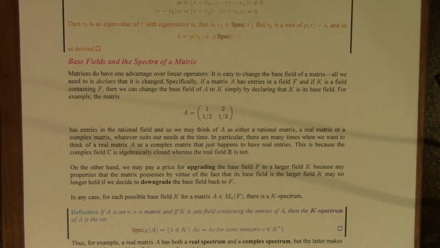It's easy to change the base field of a matrix. All we do is declare the change. So if A is a matrix and its entries are in a field F, and if K is another field containing F, we can just declare that the base field of A is going to be K instead of F.